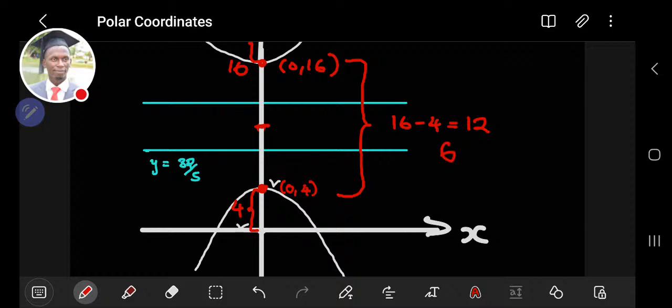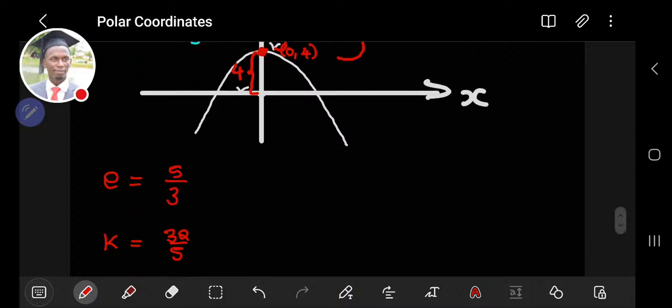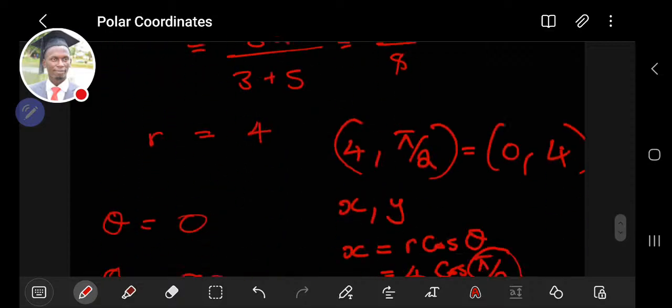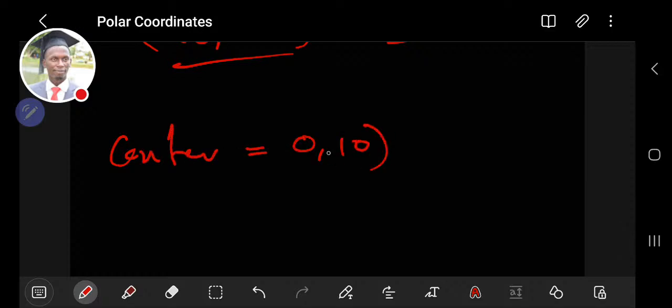So to find exactly where this is, from here to this vertex it's a 6, but you are already 4 above the origin. So just add the 4 with the 6, and this is going to be at 10. So if we're going to make conclusions for this one, for that hyperbola, the center is at 0, 10.